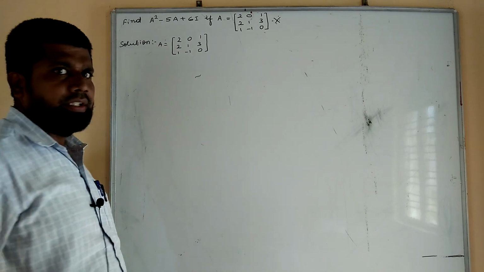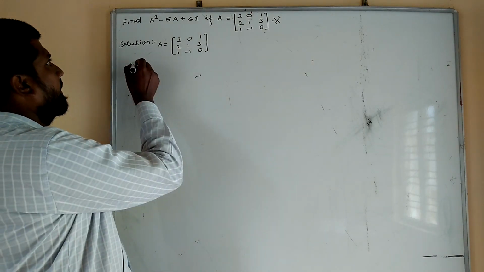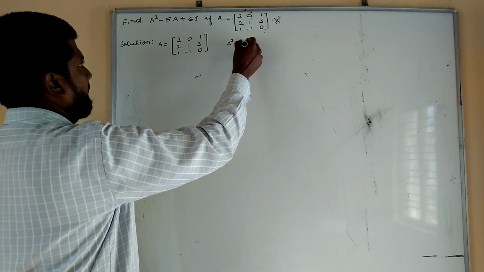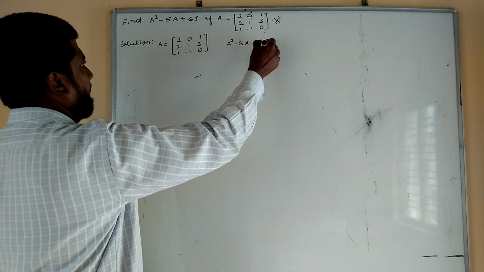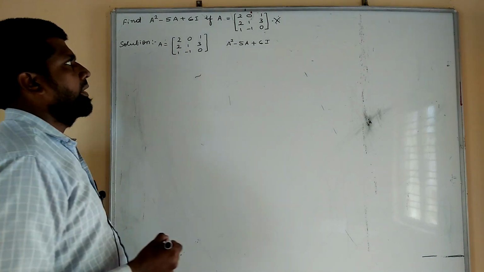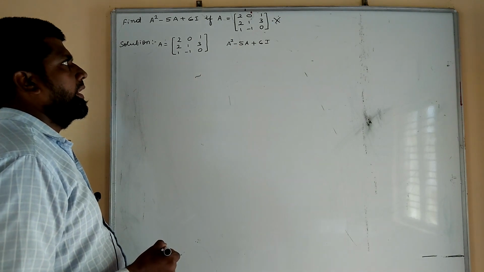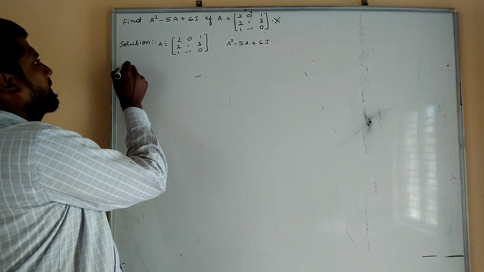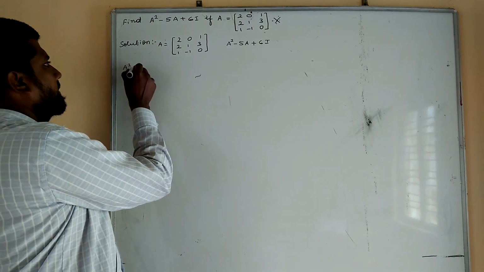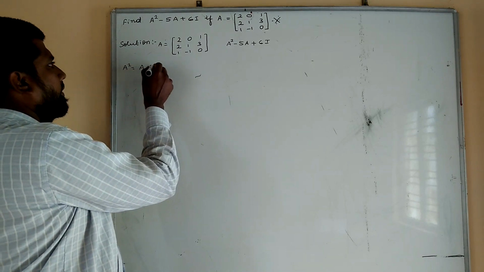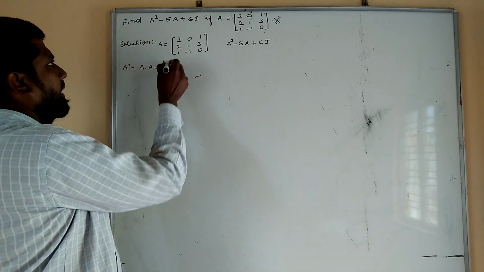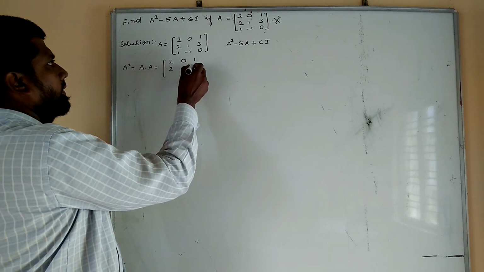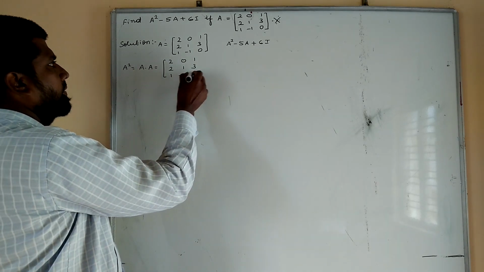So he has given the A. Now we have to solve the equation. He has given the equation A square minus 5A plus 6I. So A square means you have to take the A 2 times and multiply the A. So let us take first A square. A square means A into A is called an A square. Let us take the matrix A, [2, 0, 1; 2, 1, 3; 1, -1, 0].